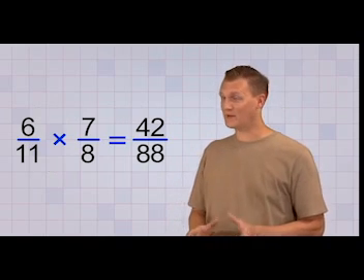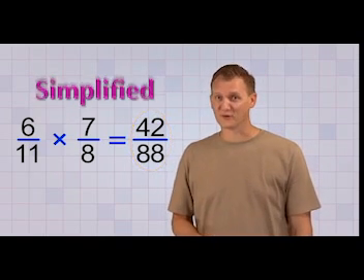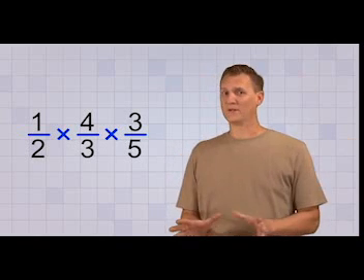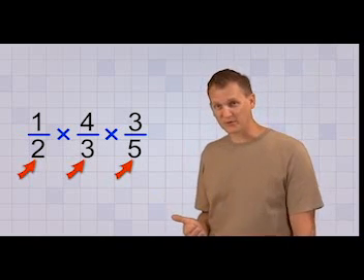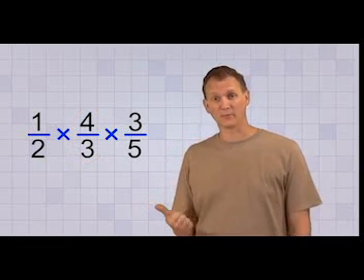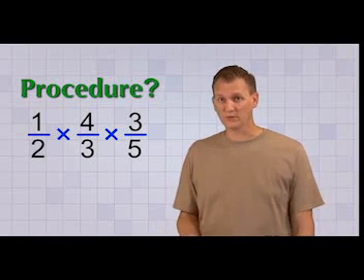Oh, now some of you might see that this answer could be simplified, but we'll save simplifying fractions for another video. Alright, let's see one last example. Here it is. 1/2 times 4 over 3 times 3 over 5. Wait a minute, this has 3 fractions multiplied together, and the middle one looks like an improper fraction because its top number is bigger than its bottom number. Does our procedure work for this problem too?